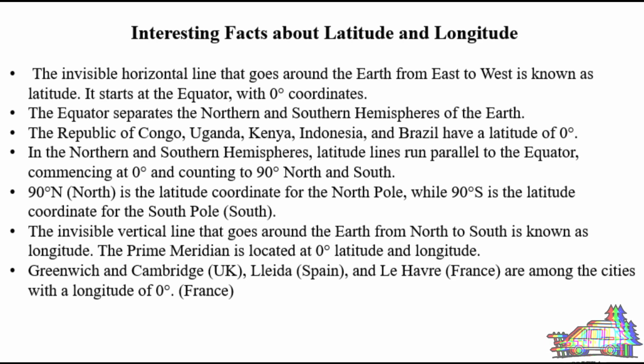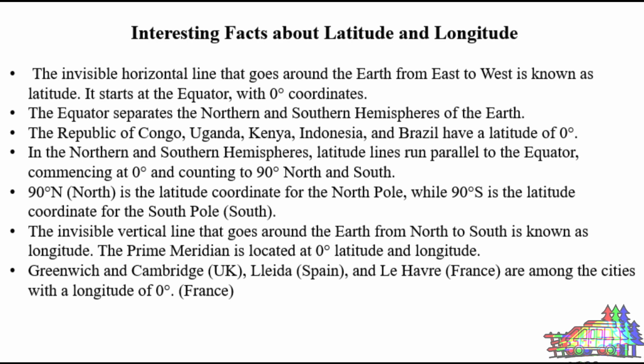The invisible horizontal line that goes around the Earth from east to west is known as latitude. It starts at the equator, with 0 degrees coordinates. The equator separates the northern and southern hemispheres of the Earth. The Republic of Congo, Uganda, Kenya, Indonesia, and Brazil have a latitude of 0 degrees. In the northern and southern hemispheres, latitude lines run parallel to the equator, commencing at 0 degrees and counting to 90 degrees north and south.